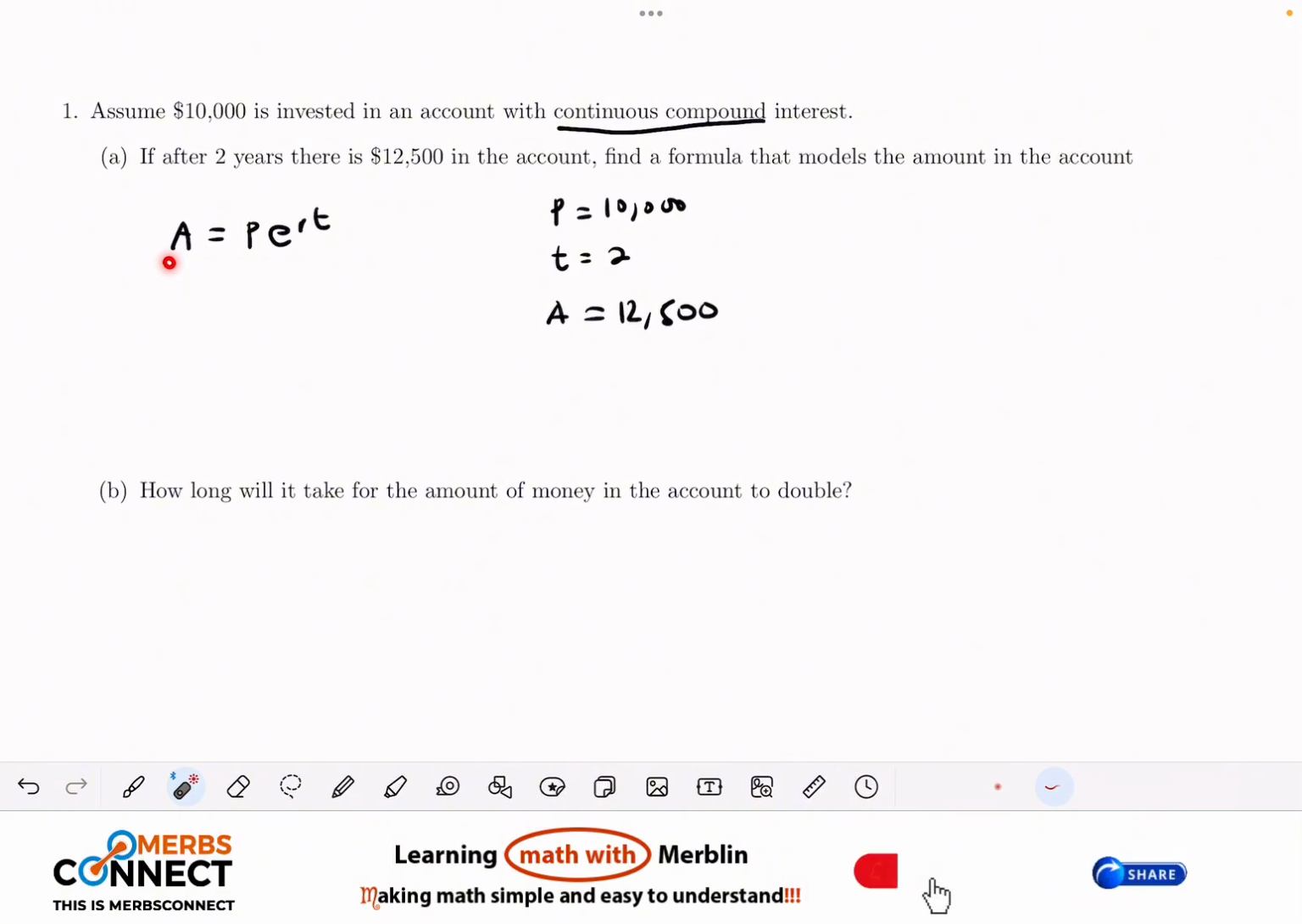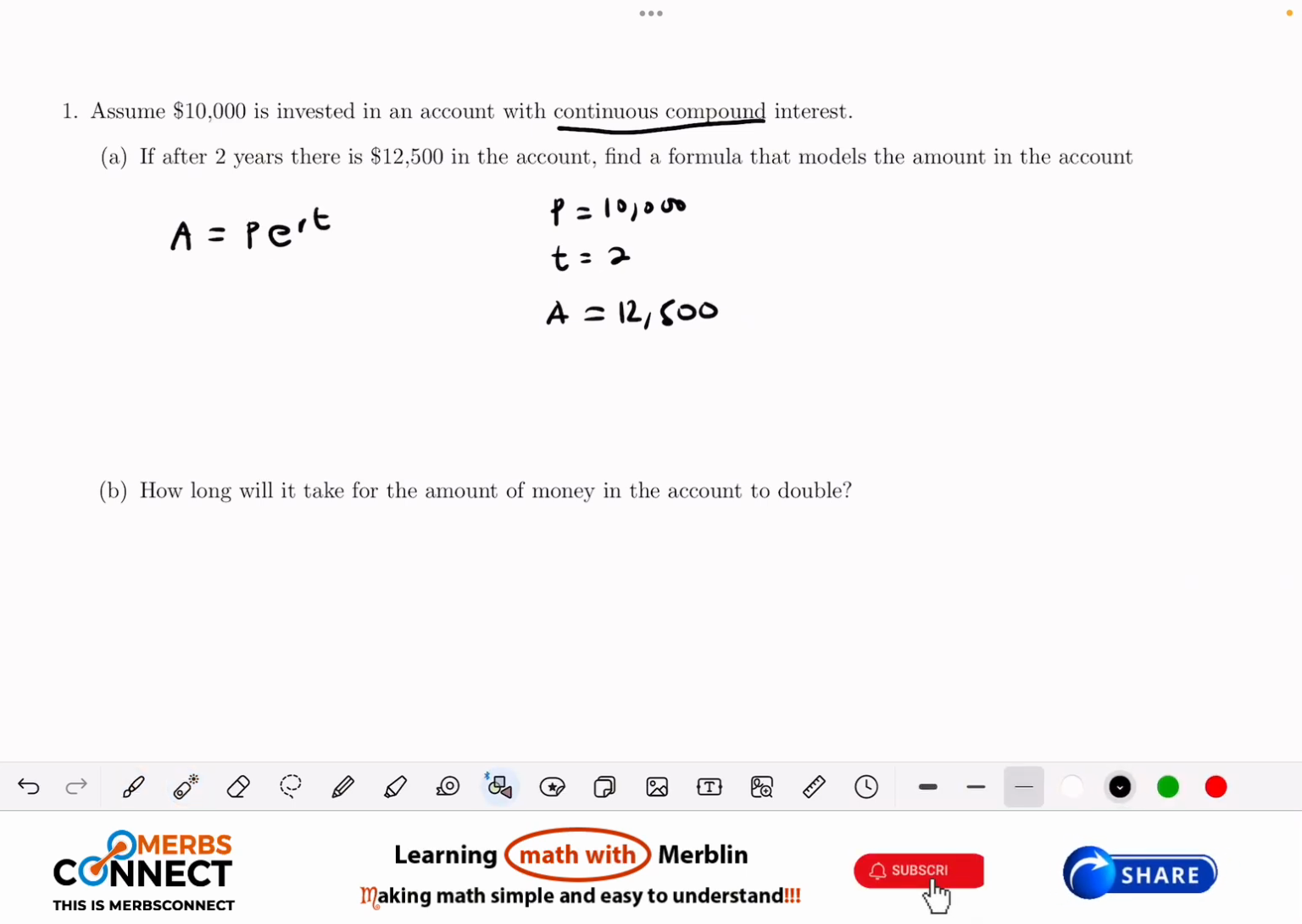For us to get that, we have A, we have P, we have T, but we don't know R. So we need to find R, the interest rate, so that we can model the money in the account. So let's go through the process.